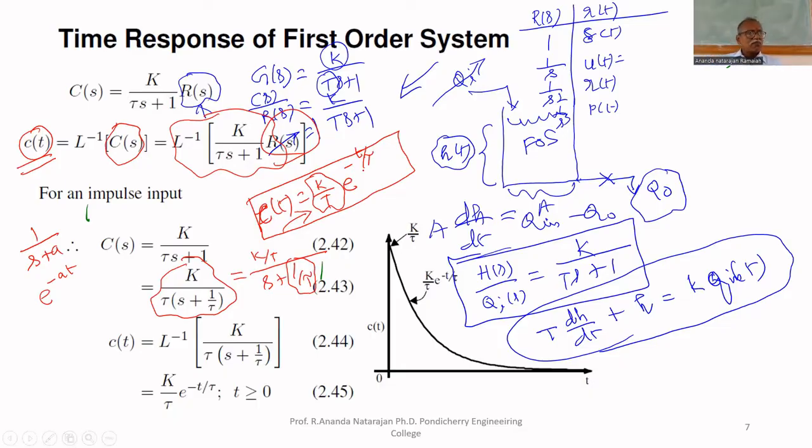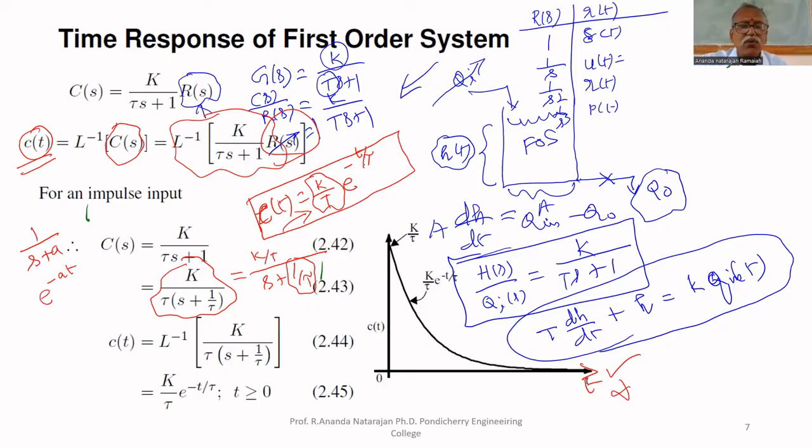We have to plot the response. How can we plot it? We have to vary t from 0 to infinity and find various values of C of t. Then we can plot. Here it is plotted. The X-axis is the time axis from 0 to infinity, and the Y-axis is magnitude.